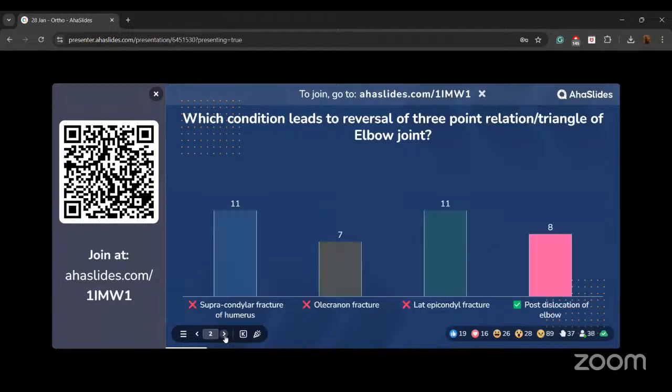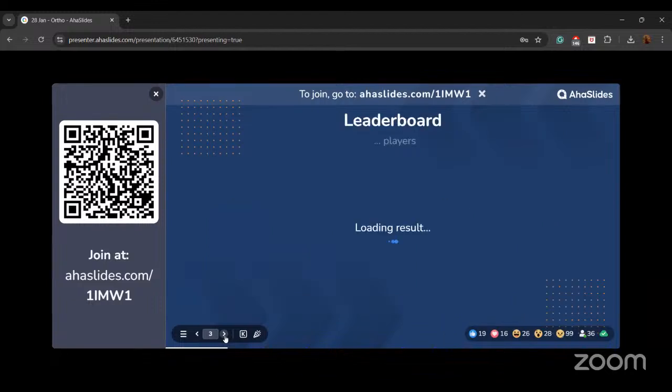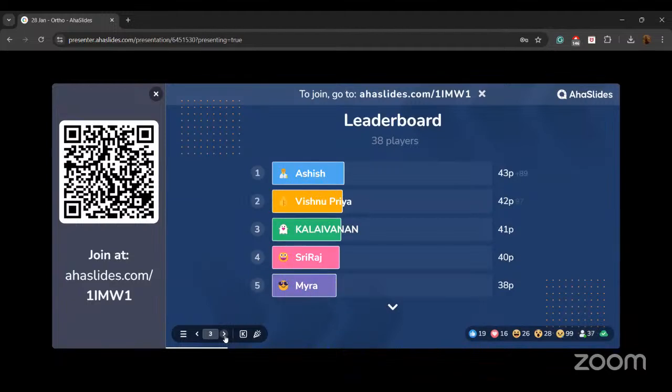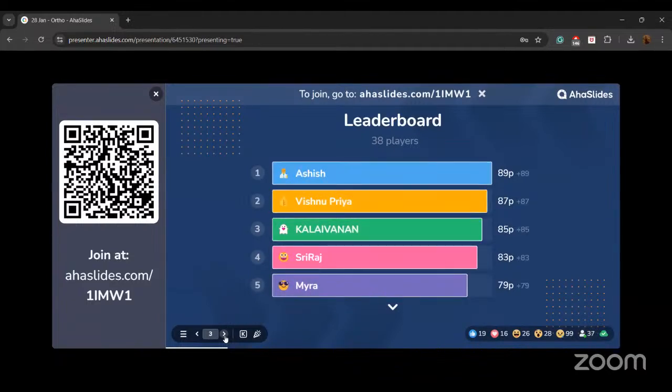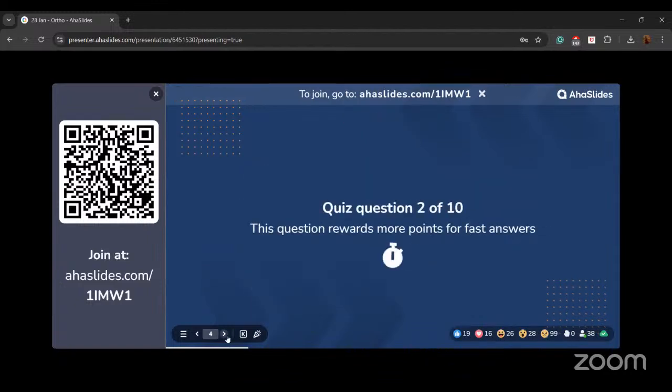Yeah, the right answer is posterior dislocation of elbow because in case of supracondylar and olecranon process, olecranon fracture and lateral epicondyle, the 3 point is actually disturbed. But the question asked here is about the reversal of 3 point, which is seen in posterior dislocation of the elbow. Okay, let's see the leaderboard. Okay, we have Ashish leading, followed by Vishnu Priya, then Kalai Vannan in the third place, then Sriraj Maira. Okay, let's move on to the second one.